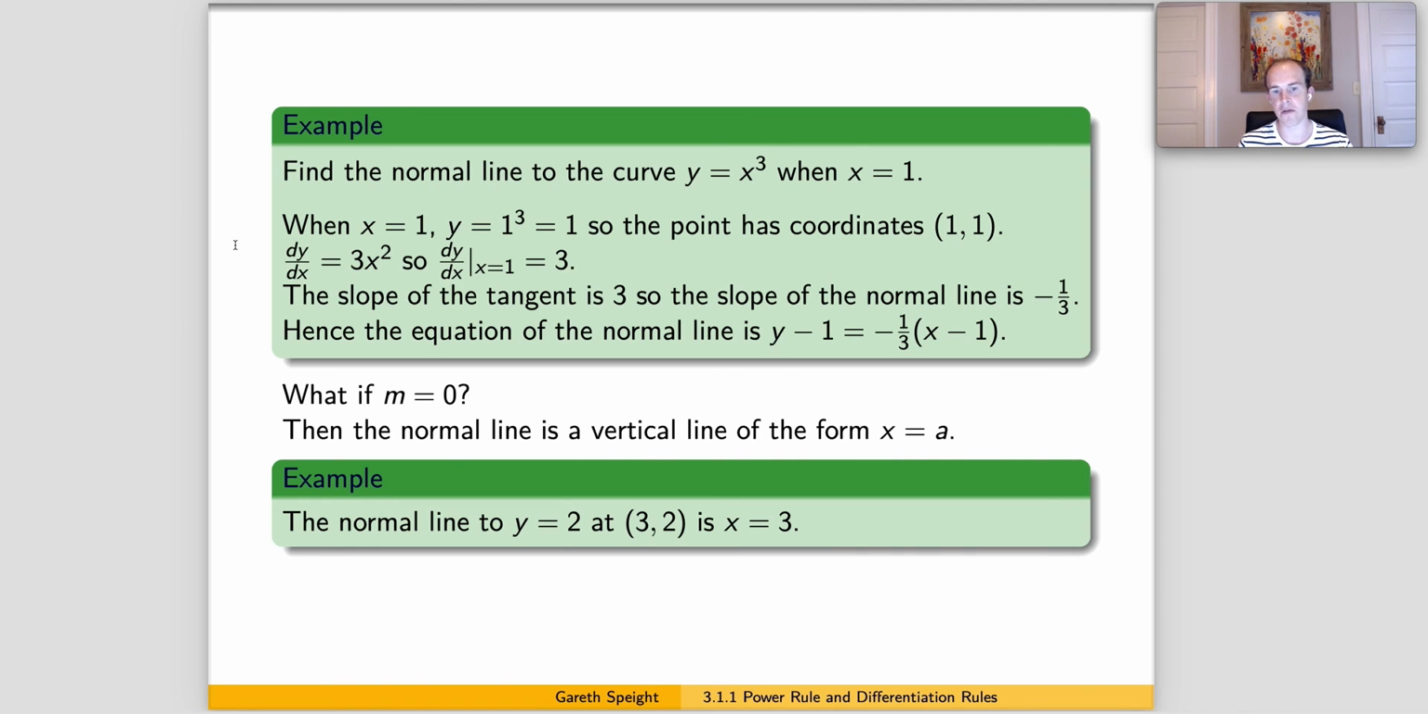So just a very simple curve, y equals 2. And suppose we want to find the normal line at (3, 2). Then it doesn't make sense to do the tangent line and then do minus 1 over m, because the slope of the tangent will be 0. I cannot do minus 1 over m. It doesn't quite make sense.